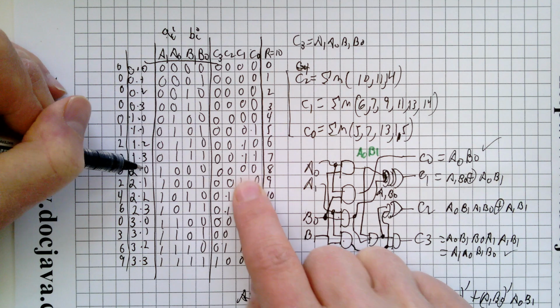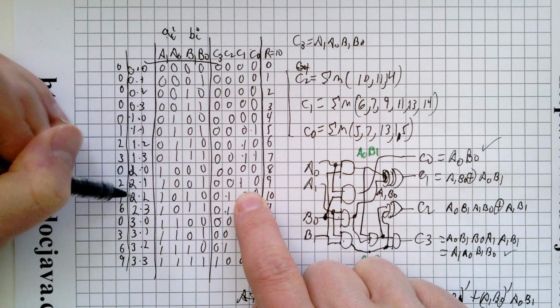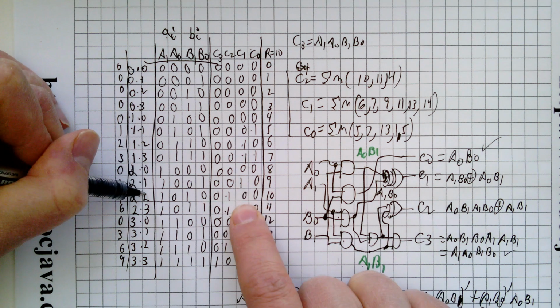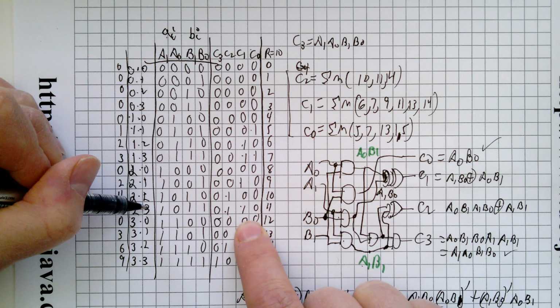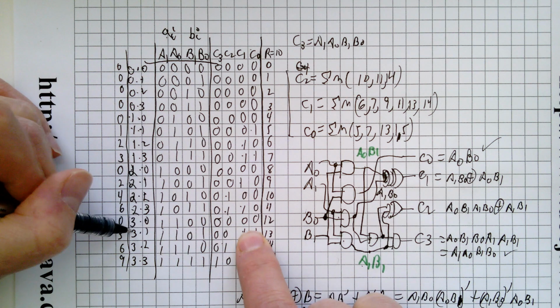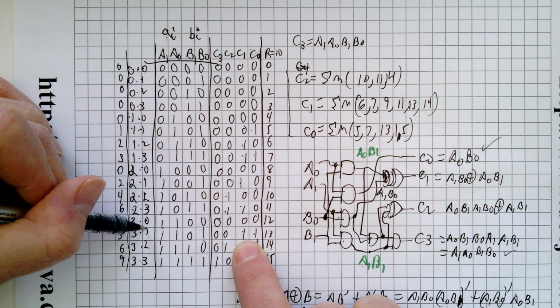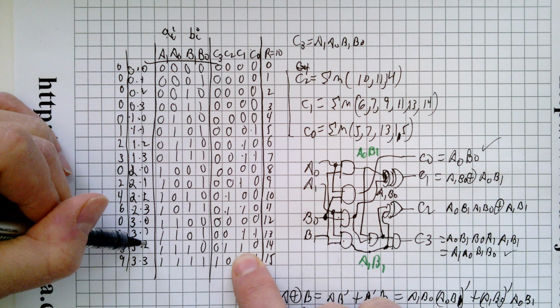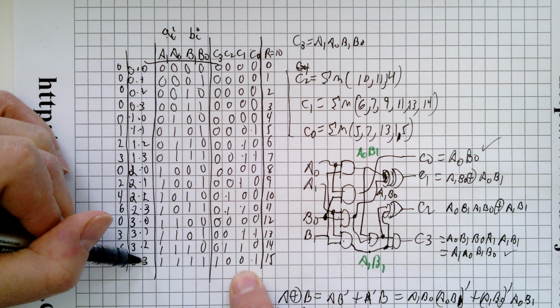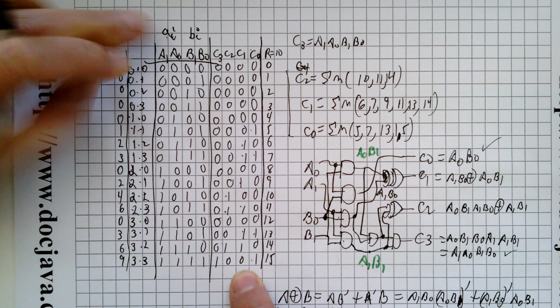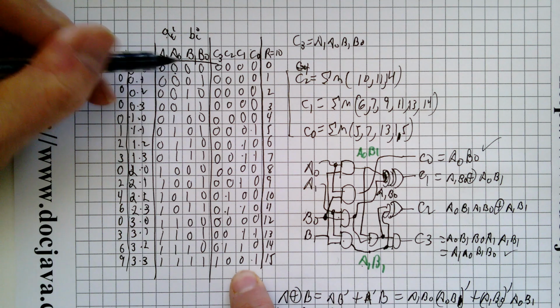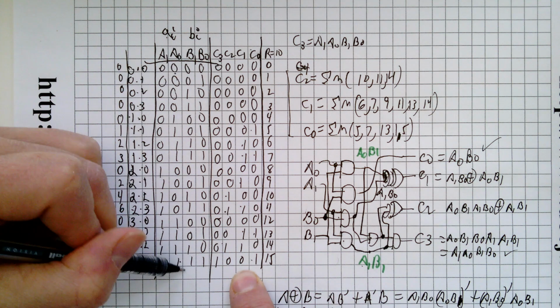2 times 0 is 0. 2 times 1 is 2. 2 times 2 is 4. 2 times 3 is 6. 3 times 0 is 0. 3 times 1 is 3. 3 times 2 is 6. 3 times 3 is 9. Here are the 2 bits representing 3. Right?